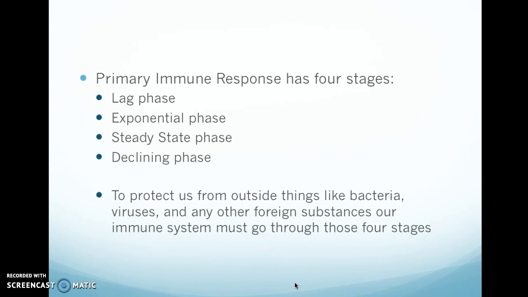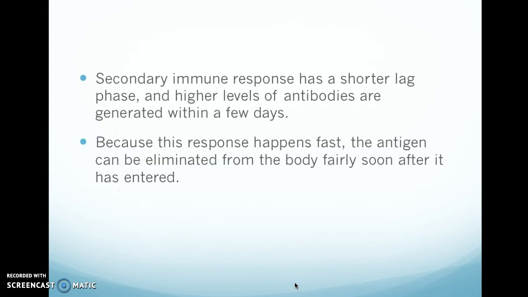The fourth phase is the declining phase, and this is where the antibody levels slowly start to decrease, due to the existing plasma cells that are dying off, with no new plasma cells generated to replace them. So this is where your body starts to fight it off and is trying to get rid of it. And it's to protect us from outside things, like I said, bacteria, viruses, and other foreign substances. Your immune system must go through these 4 stages in order to get us to the secondary immune response.